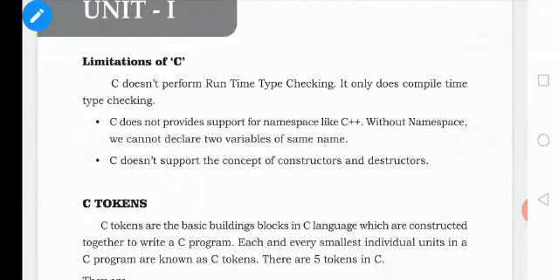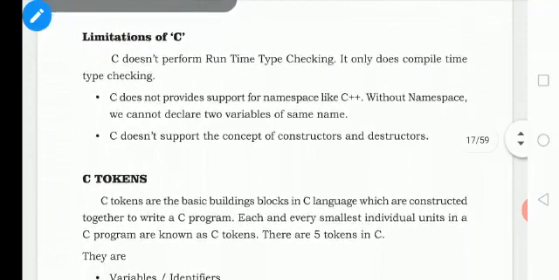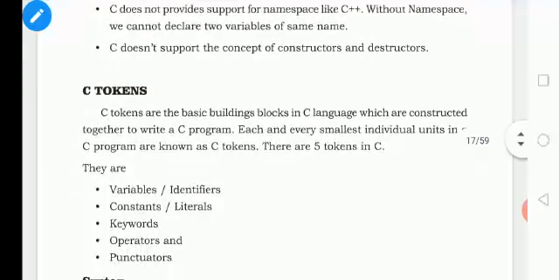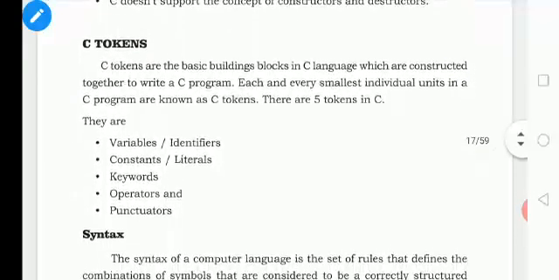Some limitations also exist in C. It does not perform runtime type checking. Already I told you that it compiles and checks the errors; it only does compile time checking. Then C does not provide support for namespaces like C++. So C is a basic version and C++ is an updated version of it. Like C++, some limitations are there in C. Without namespaces we cannot declare two variables of the same name. Then C does not support the concept of constructors and destructors, which are not used in C language like C++.